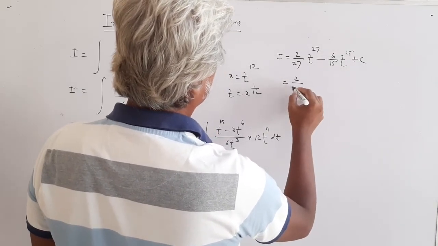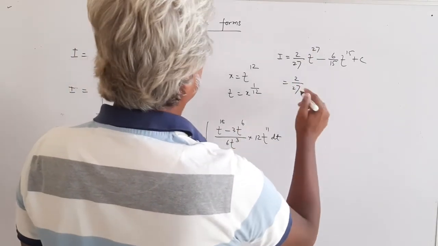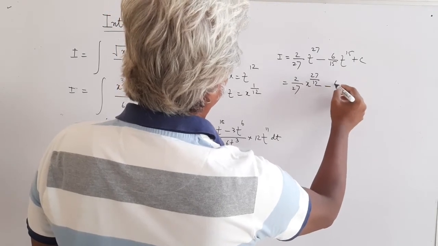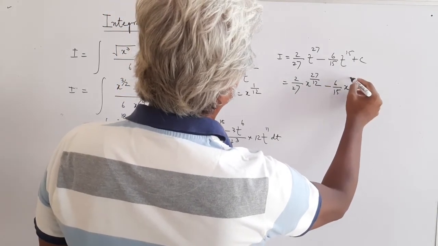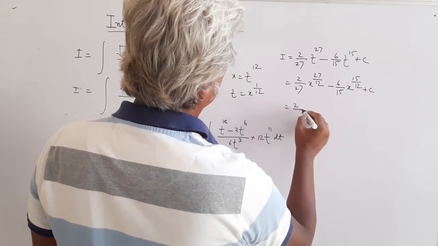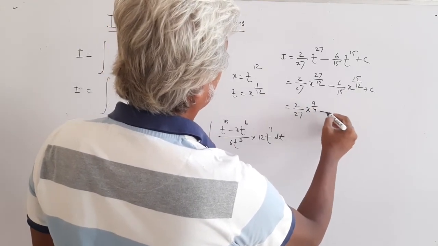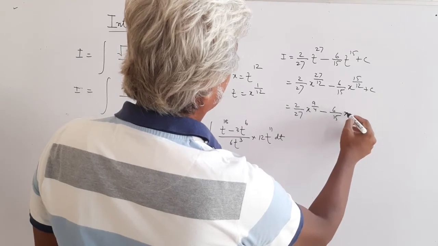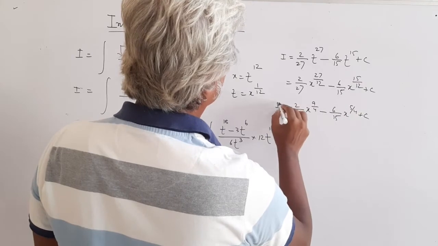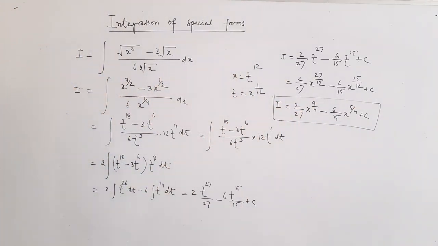So this becomes 2 by 27 x to the power 12 whole to the power 27. So x to the power 27 over 12 minus 6 over 15 x to the power 15 over 12 plus c, that is 2 over 27 x to the power 9 over 4 minus 6 over 15 x to the power 5 by 4 plus c. This is the integral and this is the answer of this particular term.